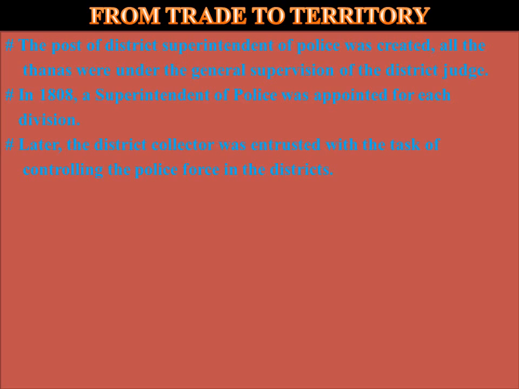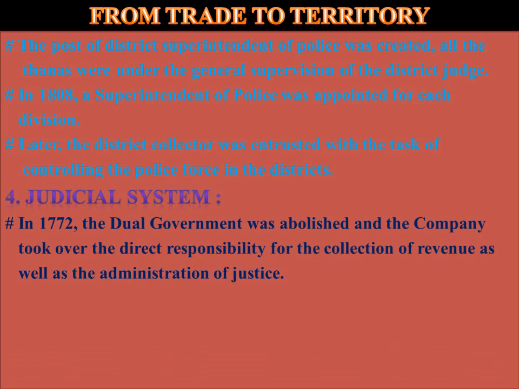Next, the last point of the heading is the judiciary system. In 1772, the dual government was abolished and the Company took over the direct responsibility for the collection of revenue as well as the administration of justice. Consequently, a Diwani Adalat and a Faujdari Adalat were established.